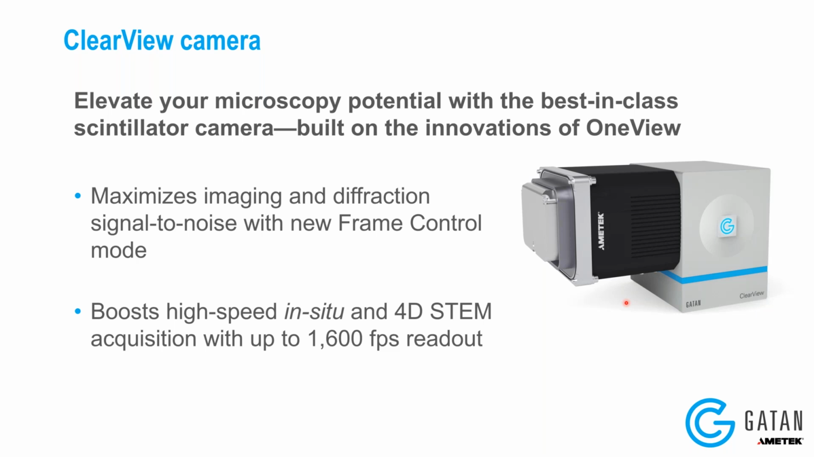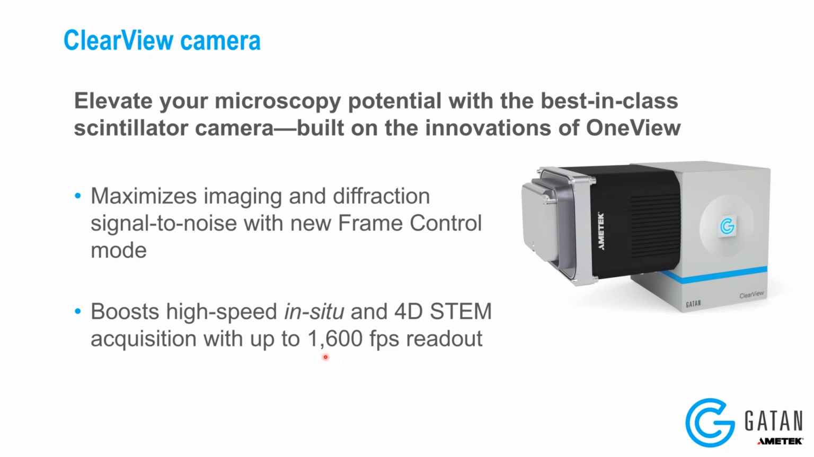It's the best-in-class scintillator camera that we built on the innovations from the OneView camera. And I think what it really does is it tries to deliver on the last two challenges really well. The first thing it has is this new frame control mode, which I'll talk about in detail, but it's a mechanism of running the camera to improve the signal to noise of your image and diffraction patterns that you capture with the camera. And then the second thing it does is it has a brand new sensor, still CMOS based, but that allowed even faster readouts.